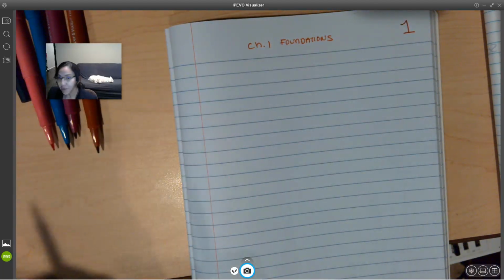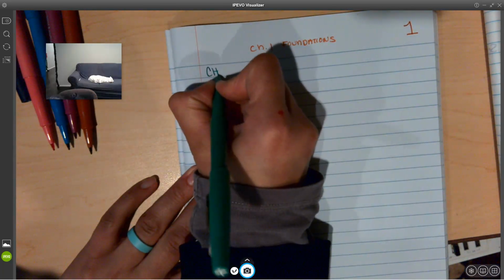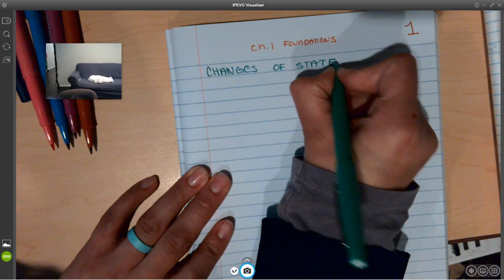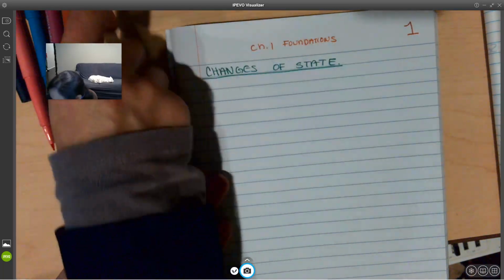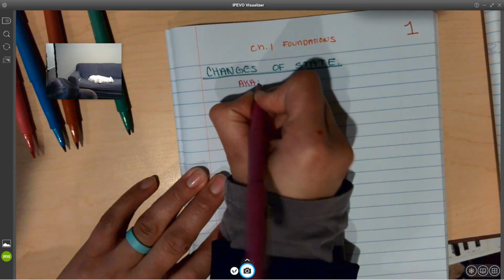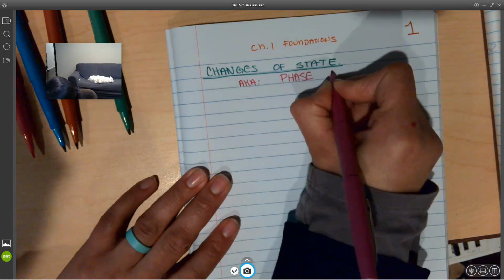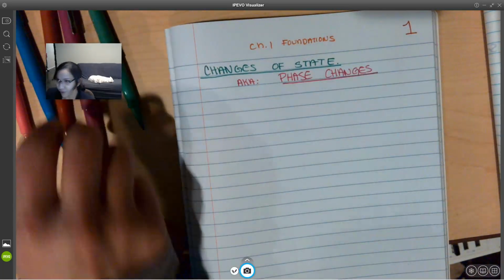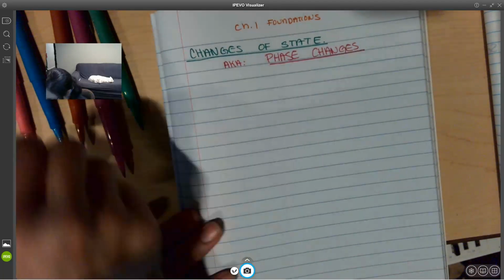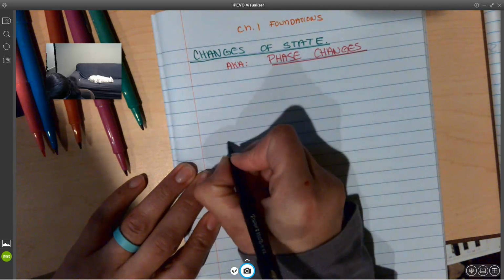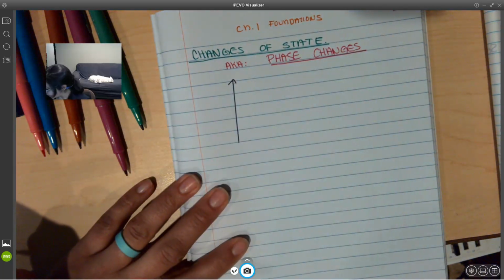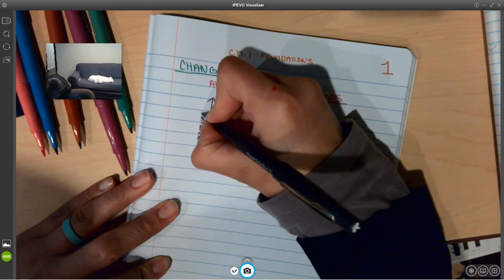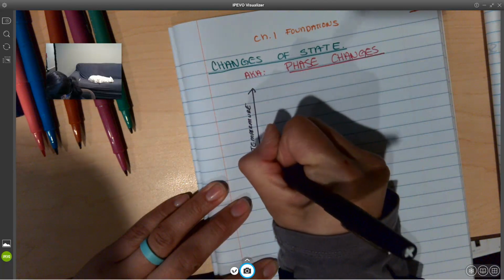All right. We also talked about the changes of state. And this is also known as AKA phase changes. And if I had time, I would draw a lot of little funny things here, but there is no time. All right, here we go. We have a line here, and this line is going to represent our temperature. Okay, and the arrow means that the temperature is increasing.